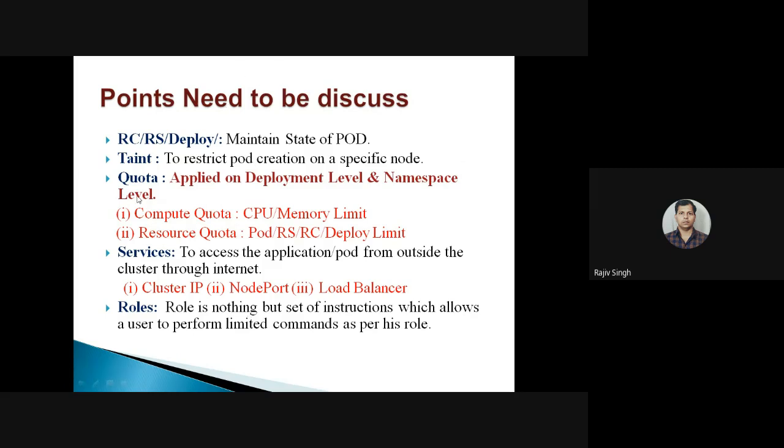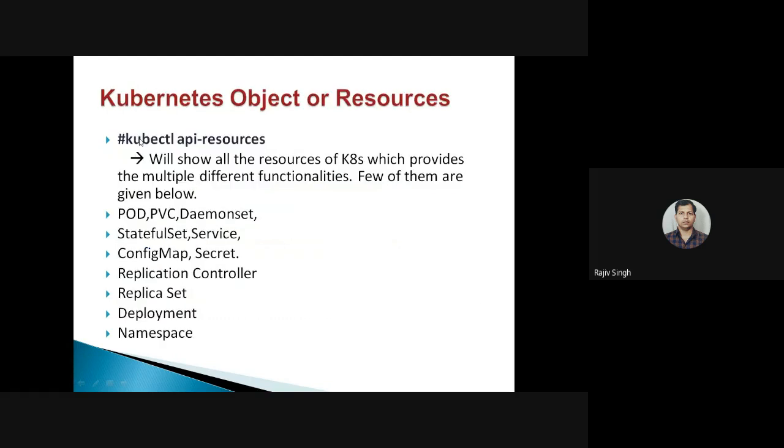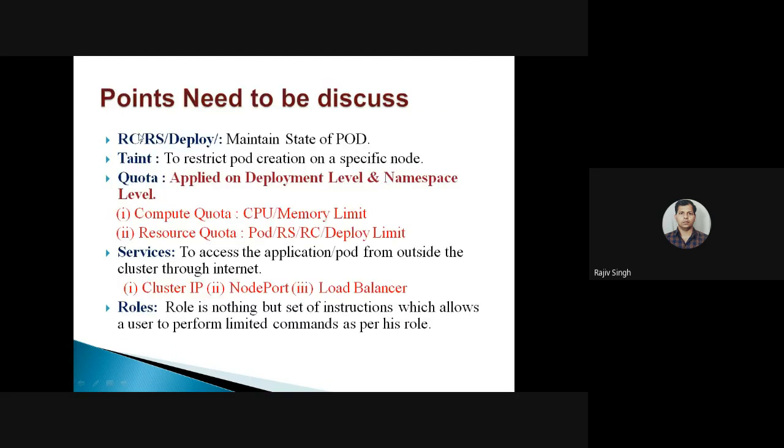Here, RC, RS, deploy. RC is nothing but the replication controller, which we have seen here. RC is the short form of the replication controller, and RS is the replica set. Deploy is the deployment short form. So what is the purpose of these RC, RS, and deploy? It maintains the state of pod.